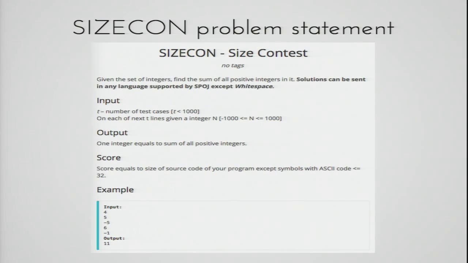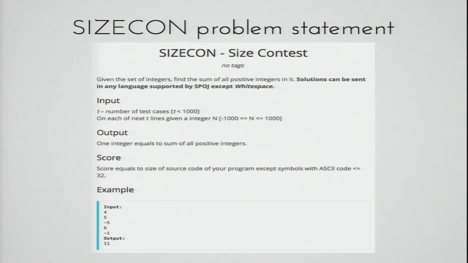So let's go to the meat. This is the statement of the problem. It's called SIZECON or SIZECONTENTS, and the language is really strange, but given a set of integers, find the sum of all positive integers in it. Basically, you're given an input that is an ASCII file, and the first number in the input is the number of following integers that you need to consider, and you have to sum only the positive integers. The score that you will get is equal to the size of the source code of your program, except symbols with ASCII codes equal to or below 32.